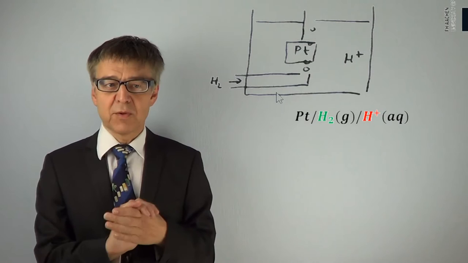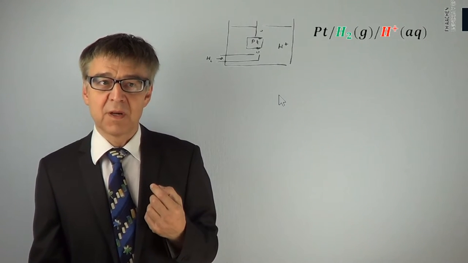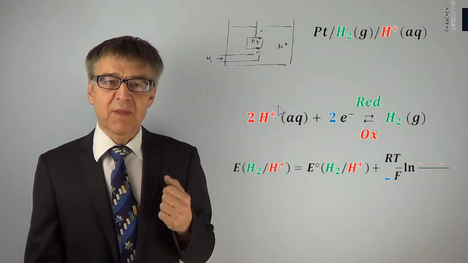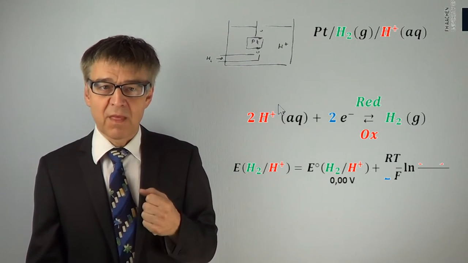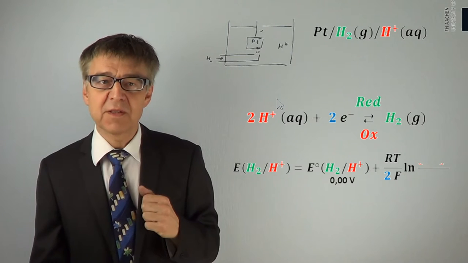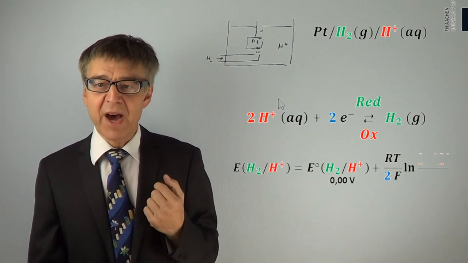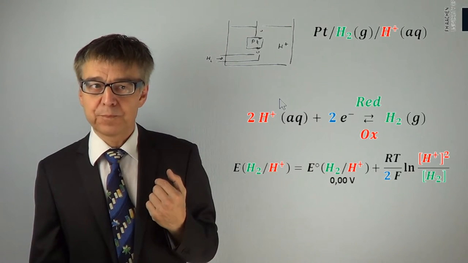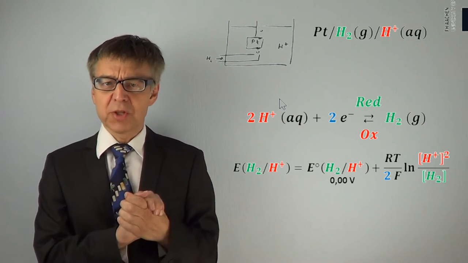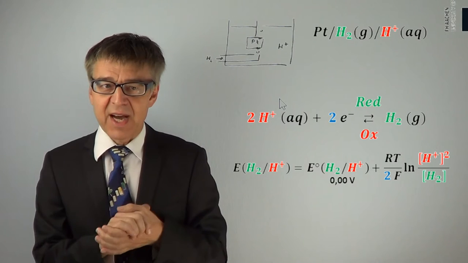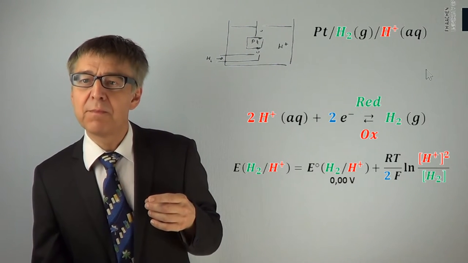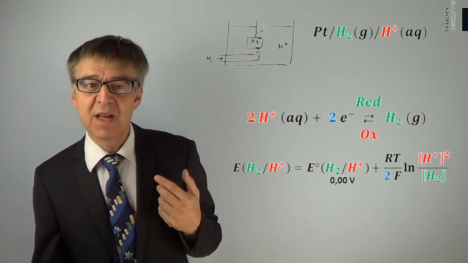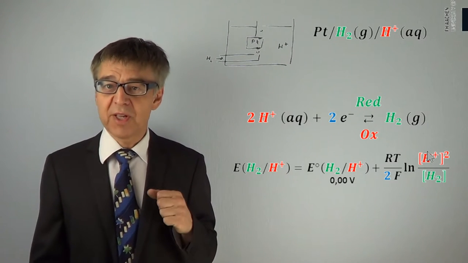The classic reference electrode in electrochemistry is a hydrogen electrode. Let's calculate its potential using the Nernst equation. By definition, the standard potential is zero. There are two electrons involved in the Nernst factor. We have to divide the square of the proton concentration by the hydrogen concentration. According to a thermodynamic convention, the concentration of a gas, like hydrogen, has to be specified in the unit bar, and the concentration of a dissolved species, like protons, has to be specified in moles per liter.